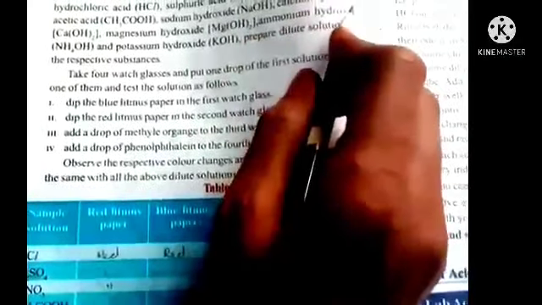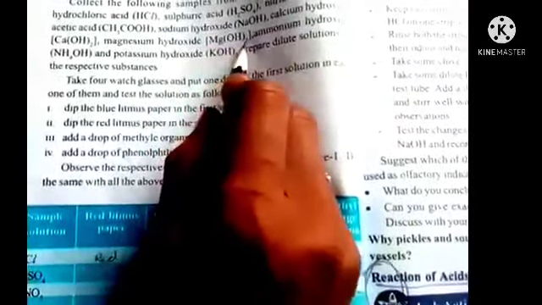Now the fourth lesson, acids, bases and salts. Chemical properties of acids and bases, and then how to find out the acids and bases. Here we are taking the acids: hydrochloric acid, sulfuric acid, nitric acid and acetic acid. Bases are sodium hydroxide, calcium hydroxide, magnesium hydroxide, ammonium hydroxide and potassium hydroxide. Listen carefully how to find out the acid and base.